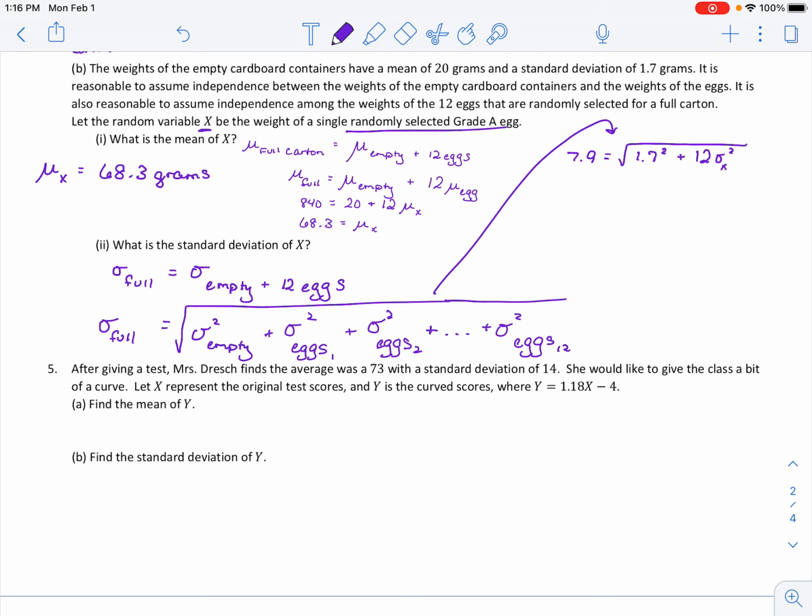So then I'm going to solve this. I'm going to turn this side into a variance so I can solve for sigma sub x. So I'm going to square both sides of my equal sign. I'm going to subtract 1.7 squared, subtracting that, and dividing that difference by 12. And then I'll square root that to have my standard deviation. So my variance is 4.96. Therefore, my standard deviation of a single egg is 2.23 grams.